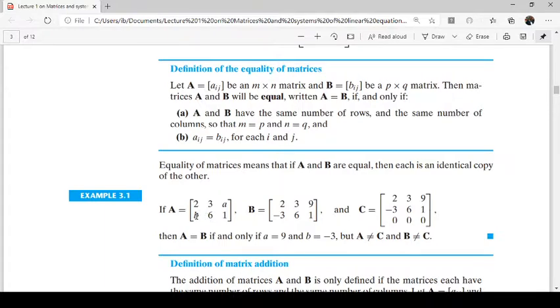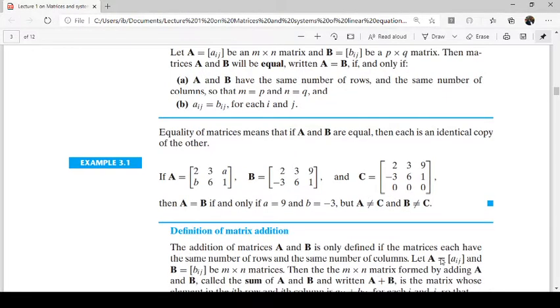You have the alphabet there, B here in A must be equal to -3, while your A must be equal to 9. It's only then, if and only if, that A is equal to B. You can see clearly that A cannot be equal to C and B cannot be equal to C.